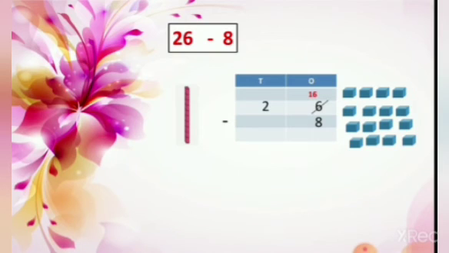Now, how much do we have to subtract? That is 8. We have to take away 8 from here. So let's start. 1, 2, 3, 4, 5, 6, 7, 8. Now how many are left? 1, 2, 3, 4, 5, 6, 7, 8. 16 minus 8, the answer is 8.